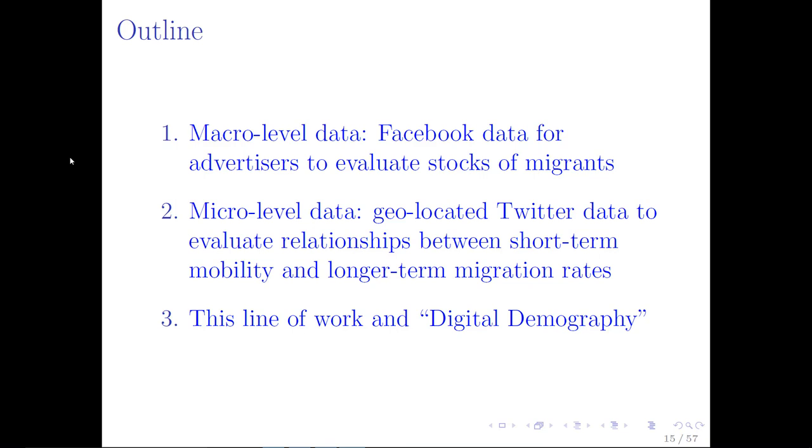And then the second example is about micro-level data. These are geolocated Twitter tweets that we're interested in using to understand relationships between short-term migration rates and longer-term movements. And so in this case, we don't have ground truth data, and so we need to develop other approaches. And finally, I want to situate this line of work within the general or the broader field of digital demography. And if you have any questions, please stop me any time.